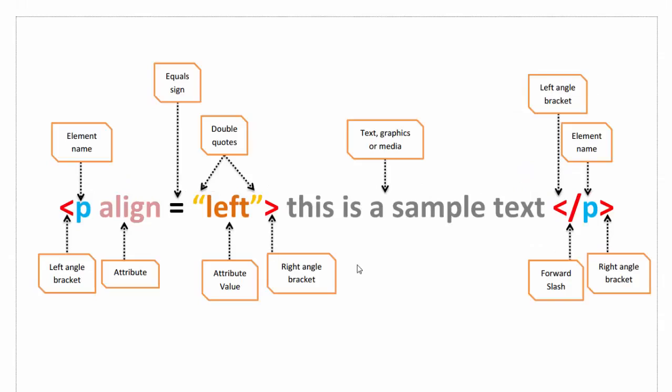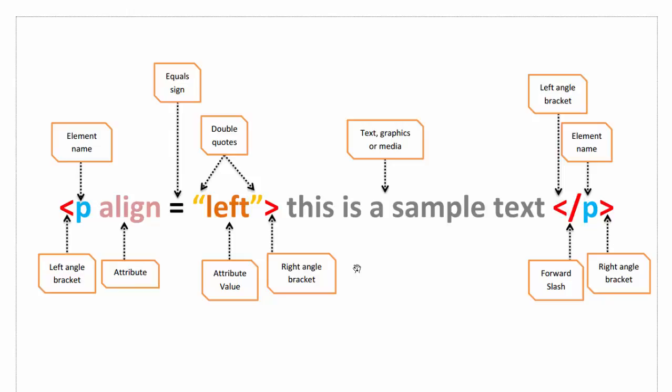And a lot of times you may want to specify additional formatting for text, graphics, or media that you put on your web page. In that case, in HTML, you simply add an attribute to the opening tag of that particular container. For instance, in the previous example, you saw how we created a paragraph using a paragraph container.